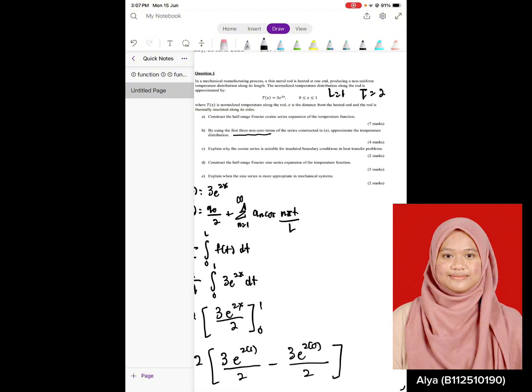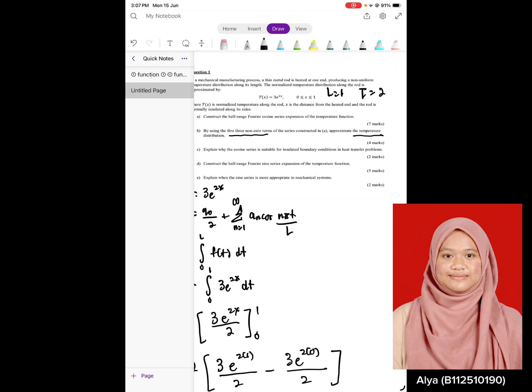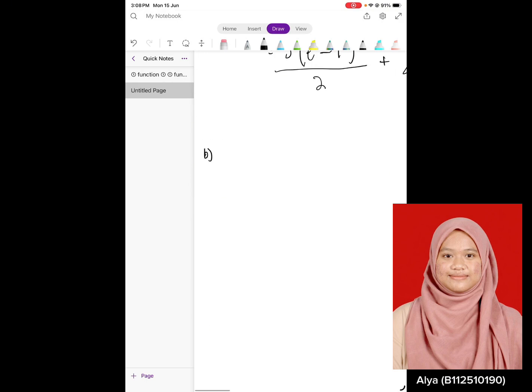With non-zero terms, approximate the temperature distribution. This is question B.